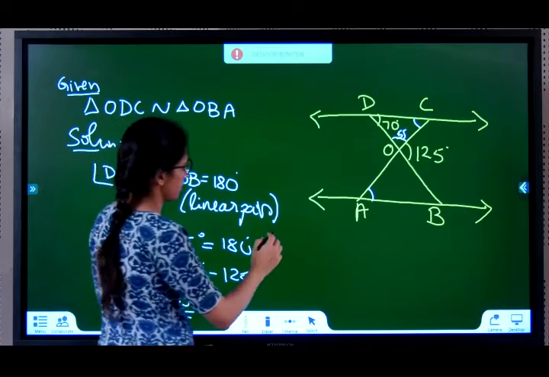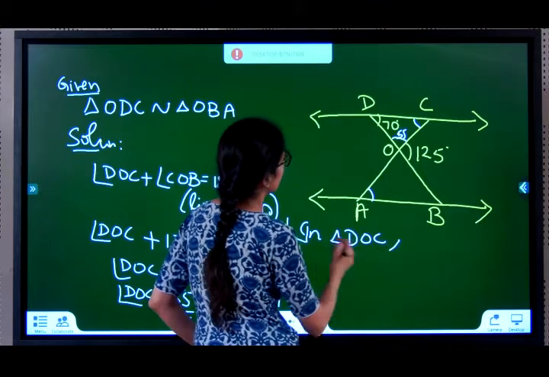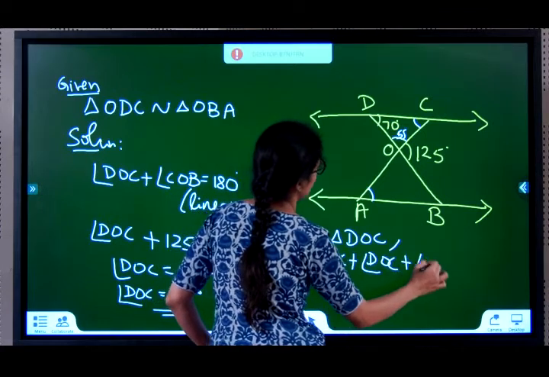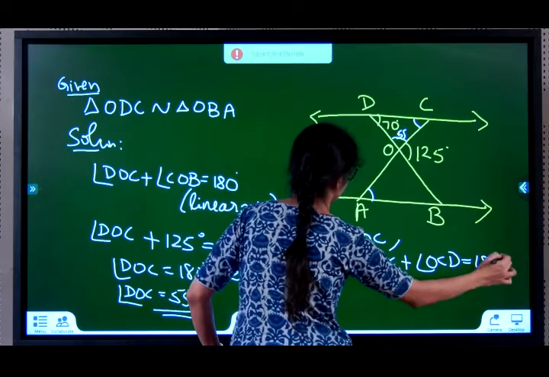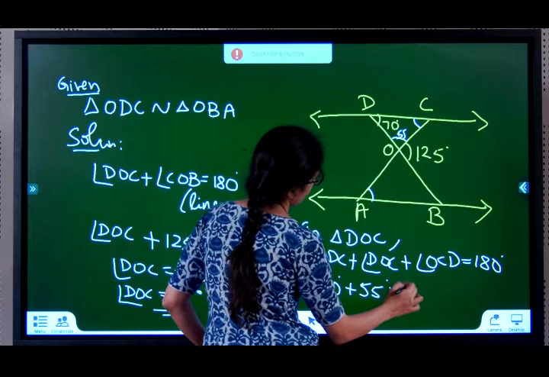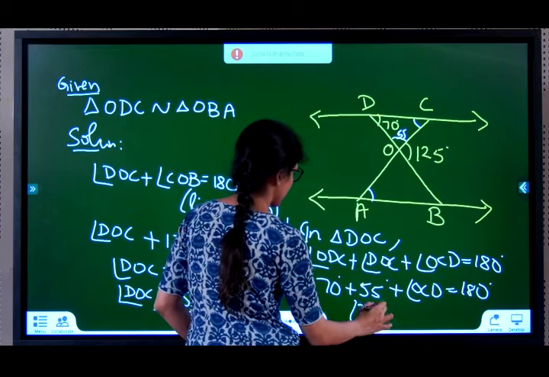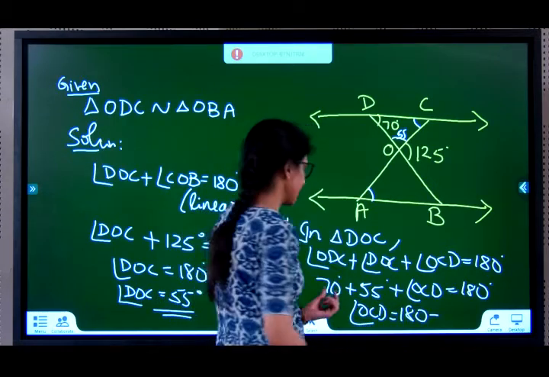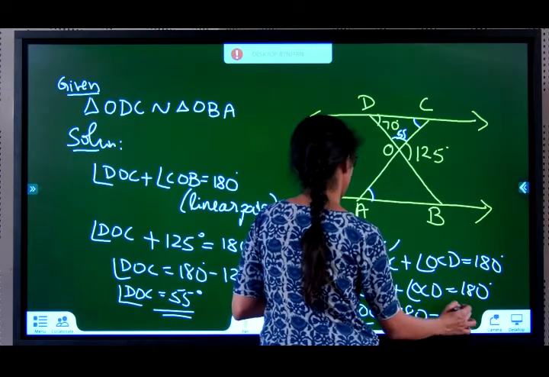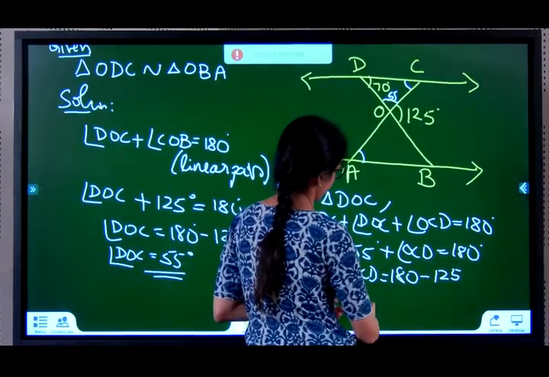Angle sum property can I use? Yes, I can. So in triangle DOC, angle ODC plus angle DOC plus angle OCD is equal to 180 degree. ODC 70 plus 55 plus angle OCD is 180. Angle OCD is equal to 180 minus 70 plus 55, 125. Send the 125 this side. 180 minus 125. What is 180 degree minus 125 degree? Again 55.